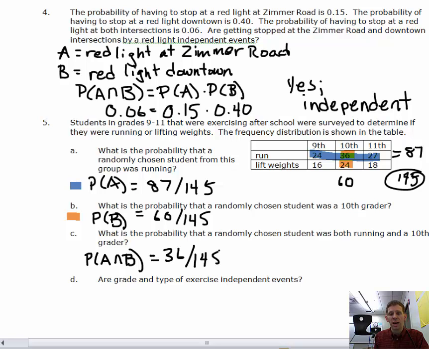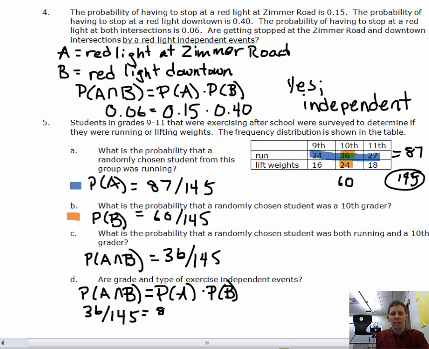So to determine if exercise and grade are independent events, what we need to see is if the probability of A and B is equal to the probability of A times the probability of B. Because the fractions are not as pleasant here, we are going to convert these values to decimals, and we want to make sure that the decimal answers on both sides are exactly equal. Close isn't good enough. They have to be exactly equal to each other. So if you calculate 36 over 145 on your calculator, you're going to get approximately 0.2482. If you multiply 87/145 times 60/145, you get 0.2482.